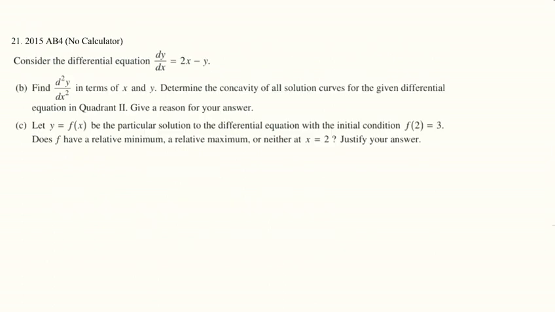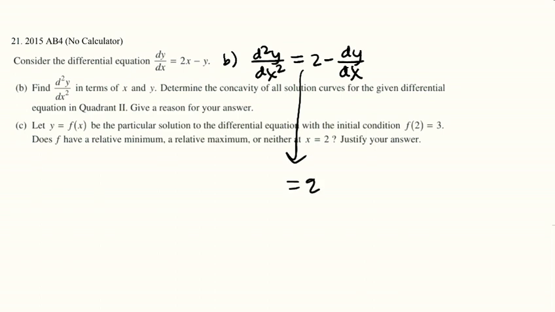No, I lied. I've got one more. Okay, so this one's from 2015, and we're going to find the second derivative of y now. So for part B, the second derivative of y with respect to x both times is 2 minus dy dx. But they want it in terms of x and y, so I'm going to drop this down here: 2 minus (2x minus y). Okay, that's an expression for the second derivative of y with respect to x both times.